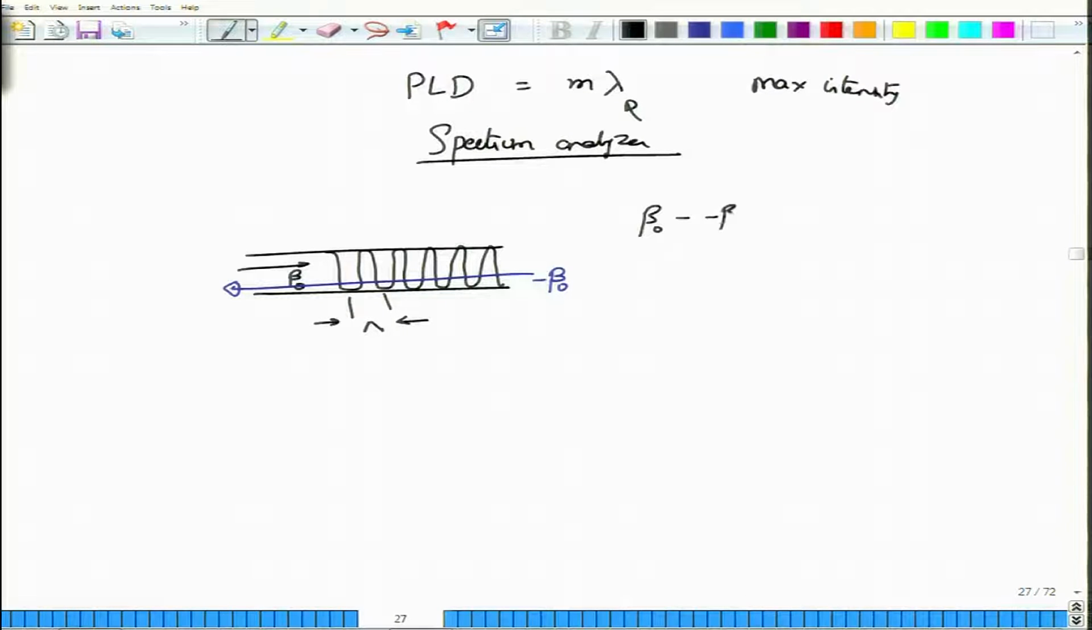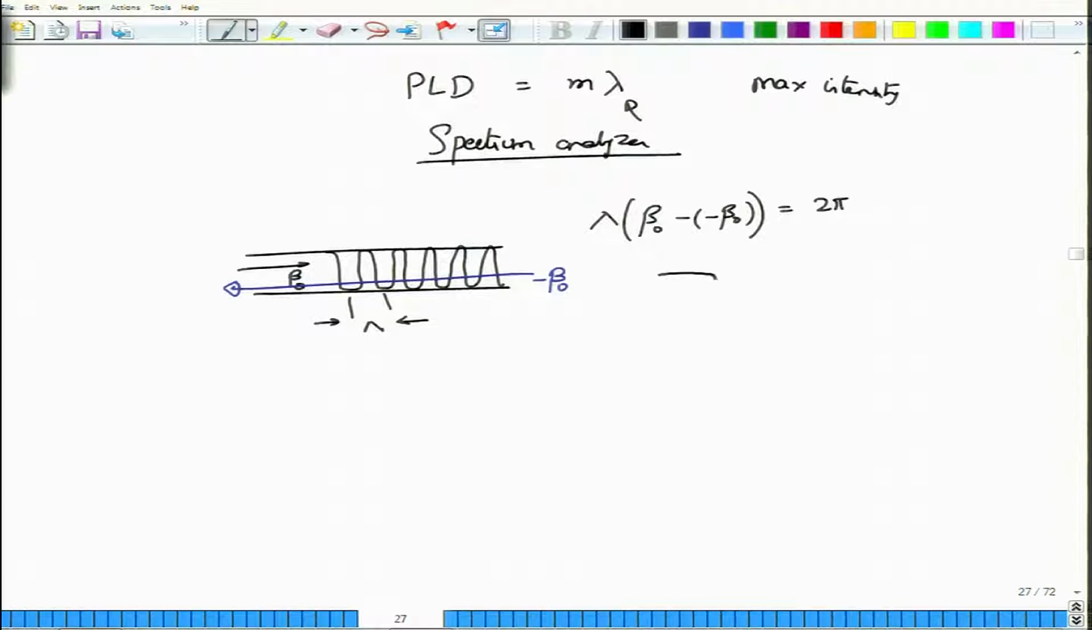Whenever the forward propagation constant minus the backward propagation constant, that is, the difference between the propagation constants of the forward and backward waves, times the period lambda, happens to be equal to 2 pi or some integral multiple of 2 pi, then you will see that these two modes are coupled, and that particular wavelength, instead of being transmitted, will be reflected back.